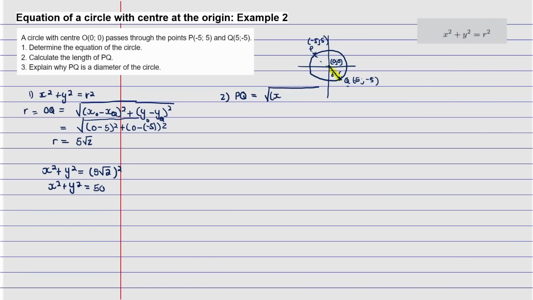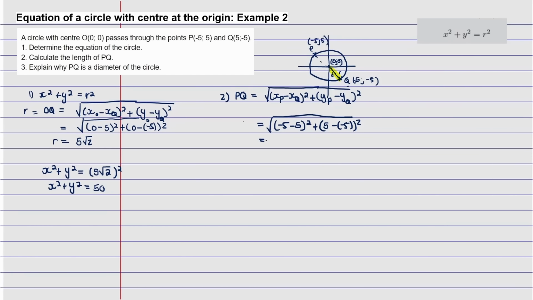Then it's going to be x of P minus x of Q, all squared, plus y of P minus y of Q, all squared. So this is going to be the same as the square root of: x of P is -5, then x of Q is -5, all squared, then y of P, which is 5, minus y of Q, which is -5.